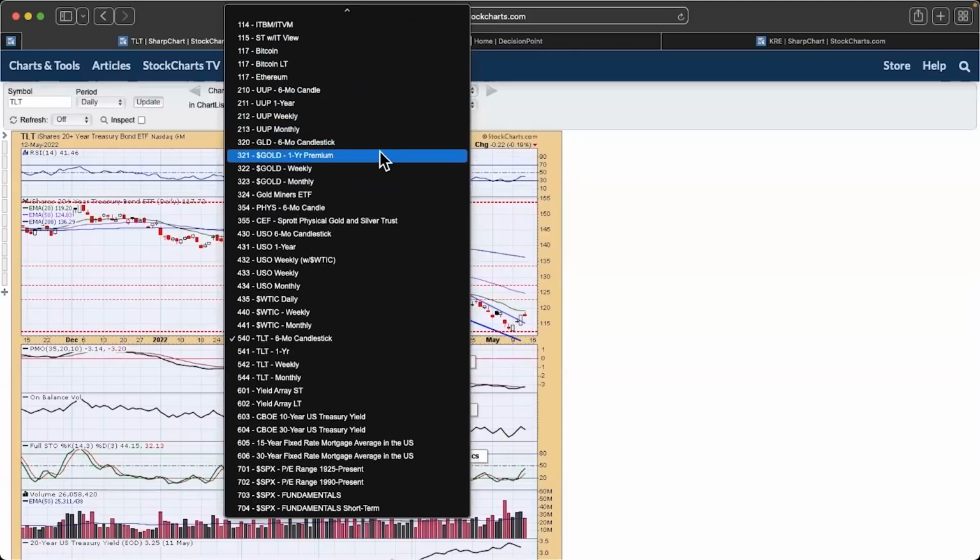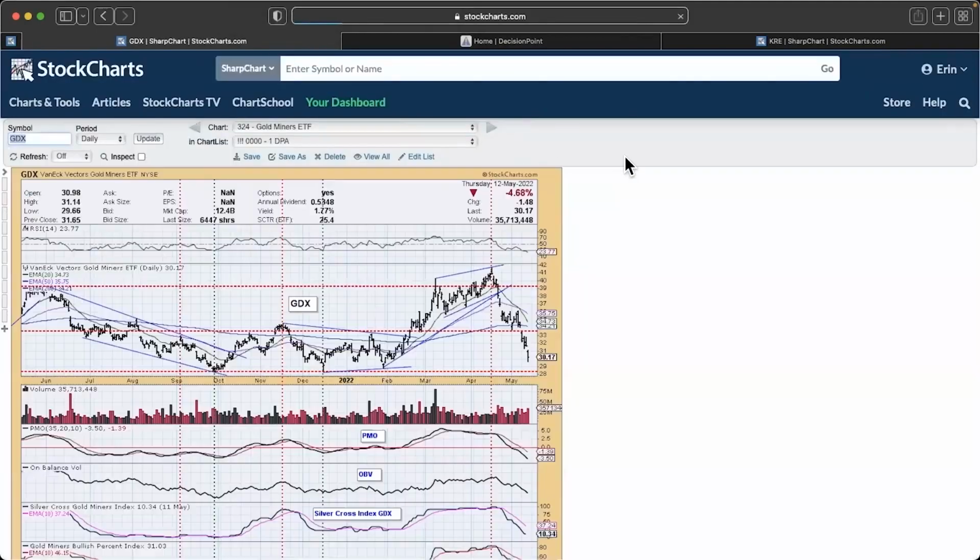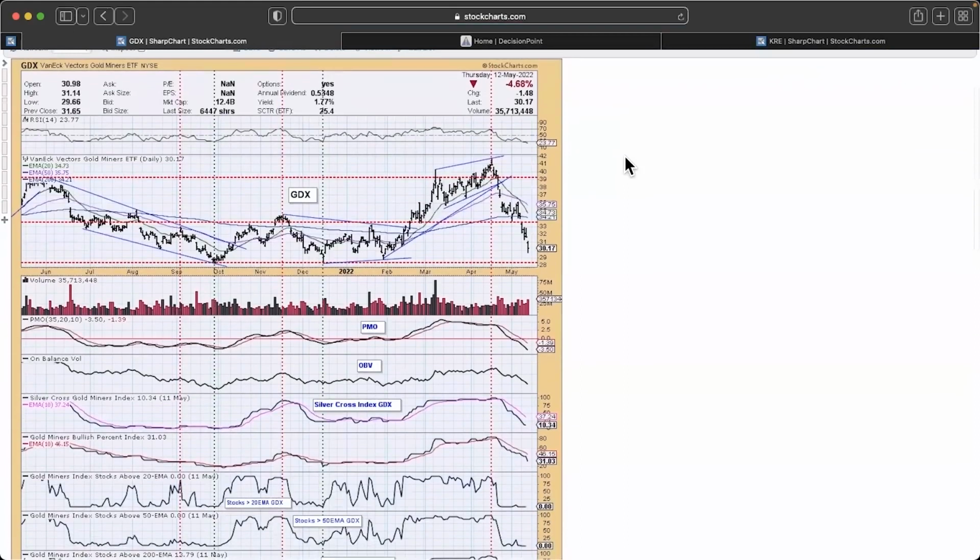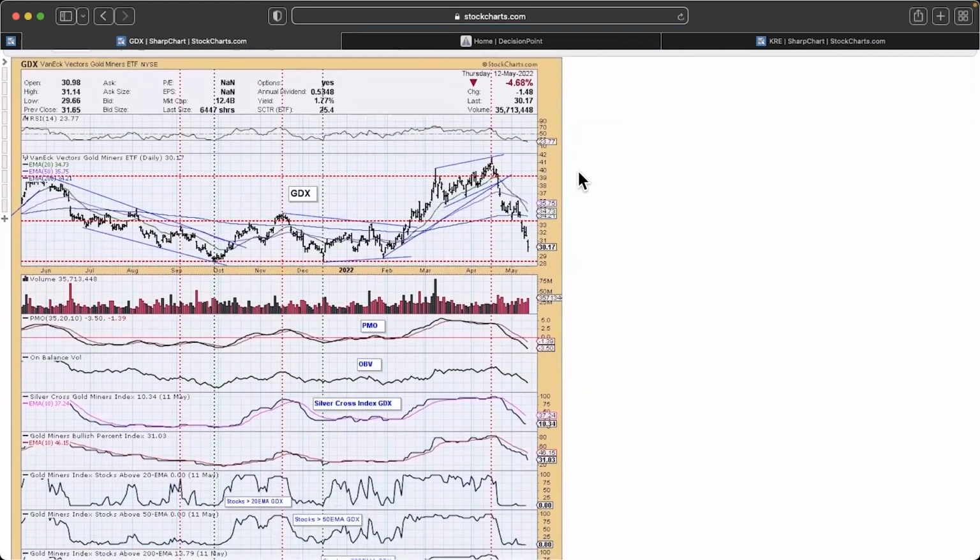GDX. GDX is in a tailspin right now. Gold, the dollar has been rising very quickly. Gold has been under pressure because of that, and consequently, gold miners are really struggling. Not only do they have to deal with a falling gold, but they also have to deal with a bear market environment. And so they're really getting the double punch here.